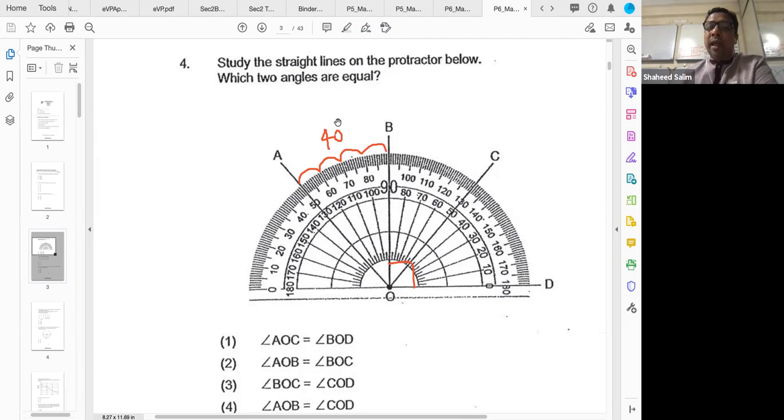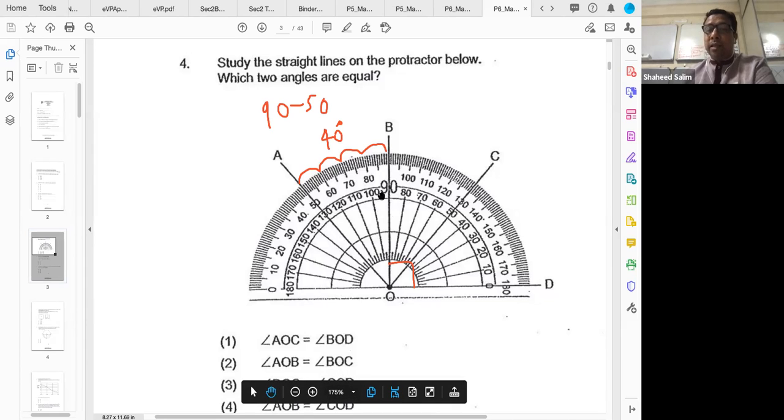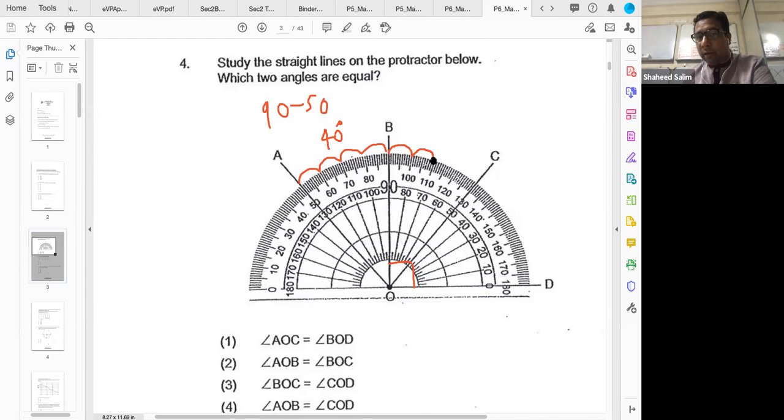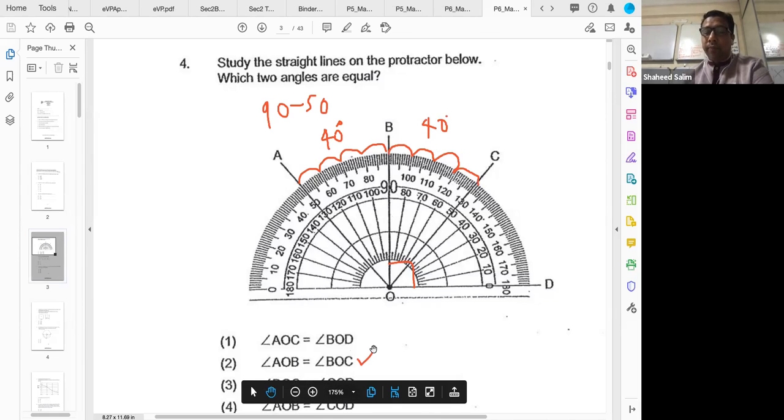You say, is there another way? Yes, there is another way. Take 90 minus 50, you also get 40. So the other one, BOC. Akil says it is the same. Let's count again: 10, 20, 30, 40. Well done, Akil. Both of them are equal, 40 degrees. So number 2 is correct.